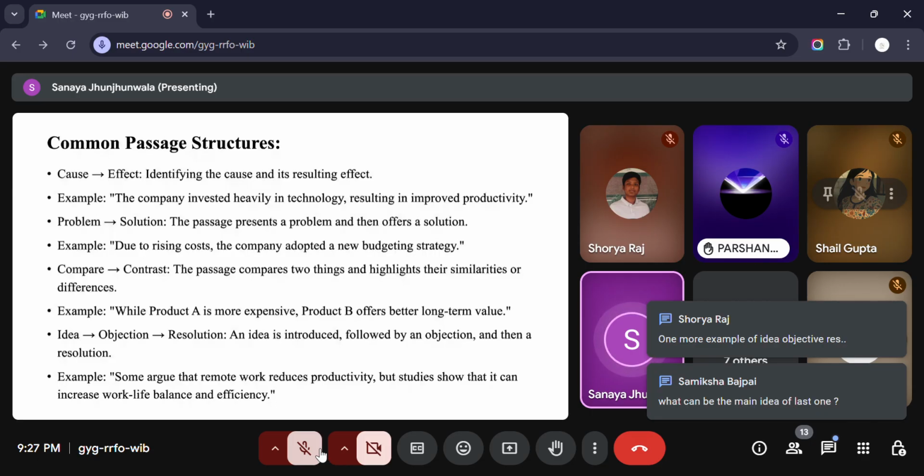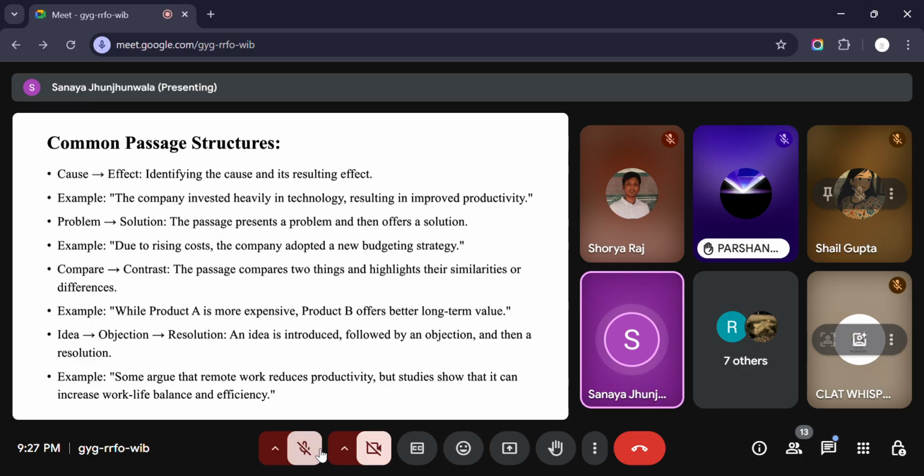What can be the main idea of the last one? Some argue that remote work reduces productivity, but studies show that it can increase work-life balance and efficiency. भाई एक लाइन से the main idea निकालना will be pretty hard, but the main idea of this can be remote work. Is it a blessing or is it a curse? Does it have more negative effect? Does it have more positive effect? That is just from one sentence. If you read about it in a passage, then it'll be easier to get the main idea.